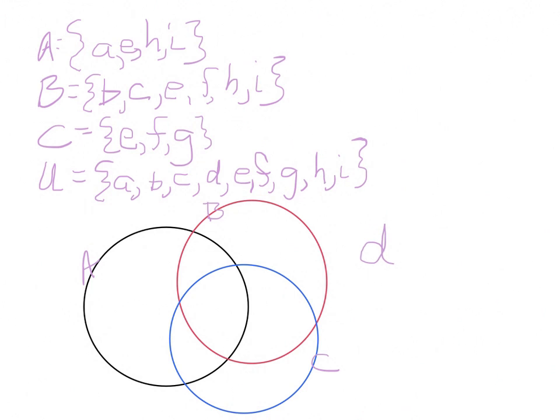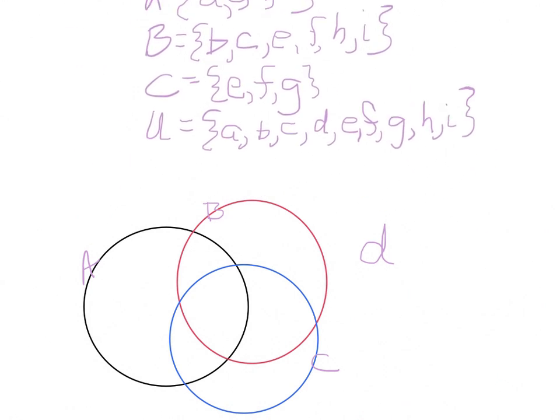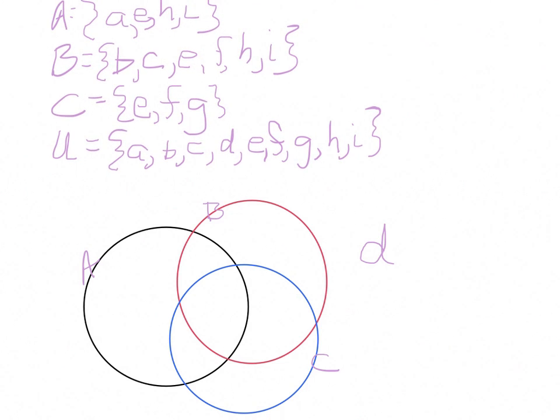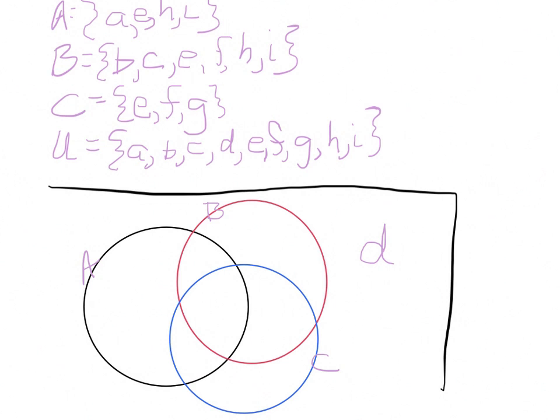So let me draw my universal set. Let me just move those just a bit, and we'll draw my universal set. So there's my universal set, and D is on the outside. So now what I want to do is find all the elements in A that aren't in any of the other sets. And I'm going to kind of cross things out as I do them. So the first thing I'll do is cross out D, because I know it's outside the other sets.